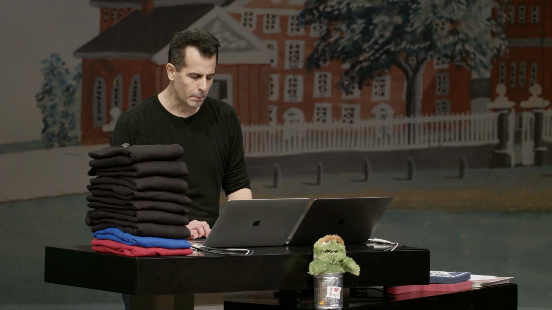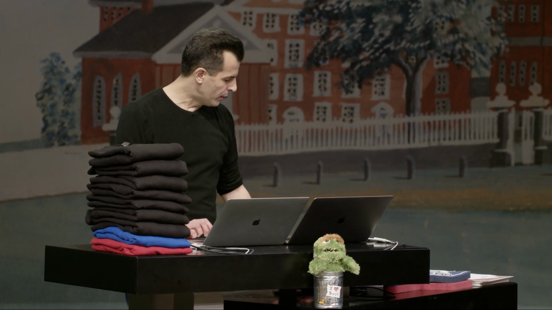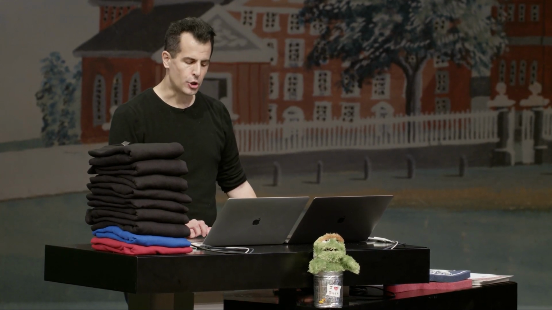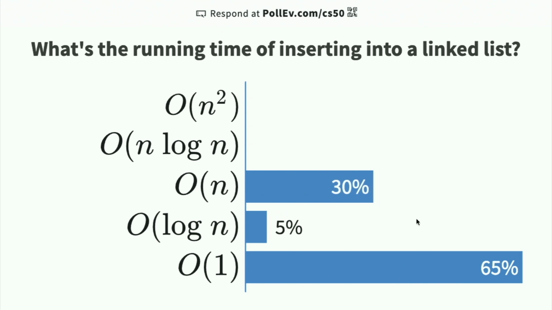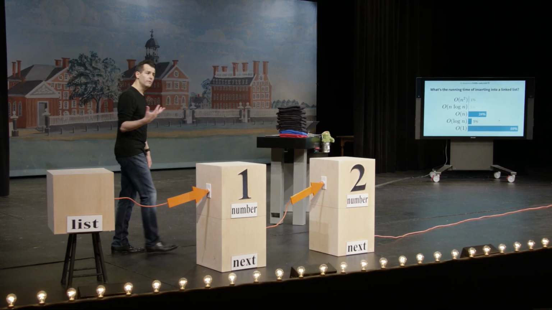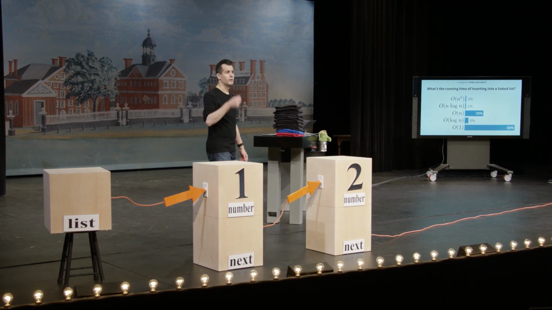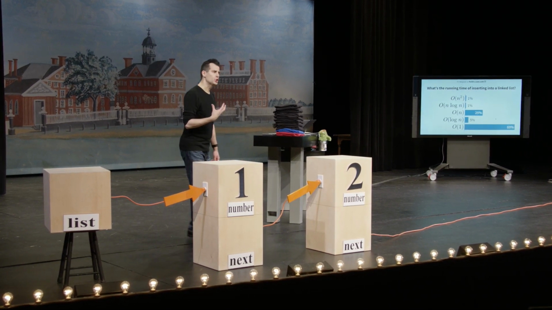But let me ask a follow-up question. What's the running time of inserting into a linked list? So you've got some new number, like the number 4, or 0, or 100, or -5, whatever it may be. There's going to be a malloc involved, but that's constant time. It's just one function call. But you're going to have to insert it somewhere.